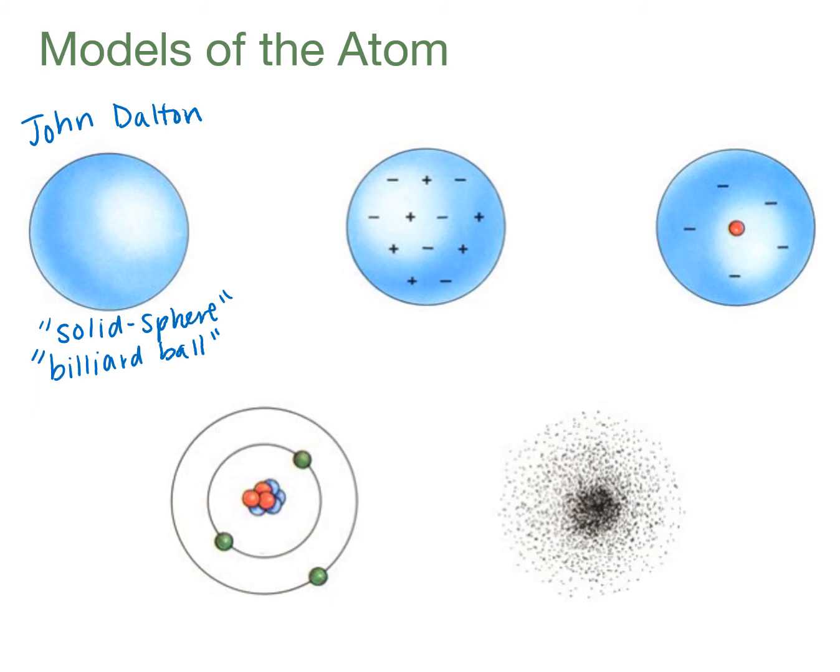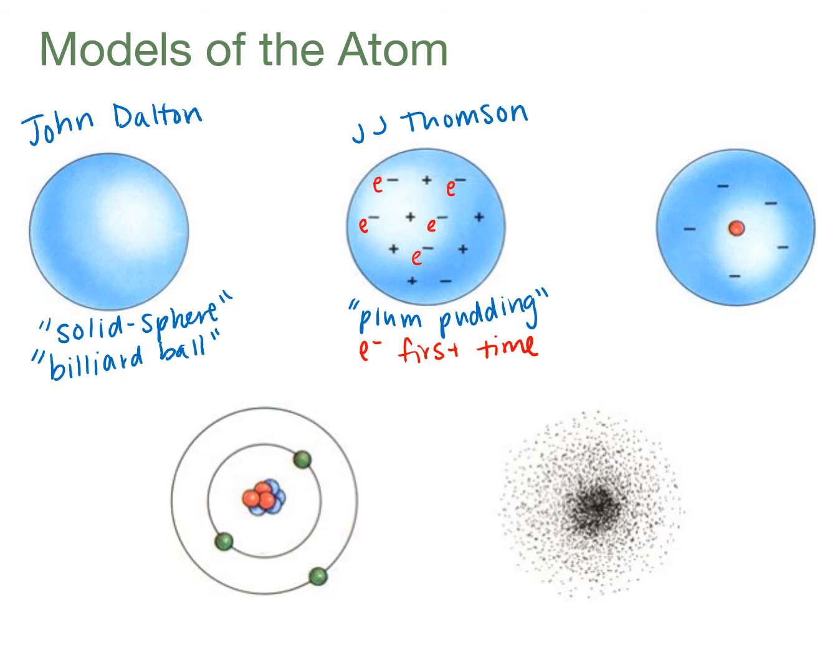The electron was discovered by J.J. Thomson, and he proposed what's called the plum pudding model. In the plum pudding model, we see electrons appearing for the first time, because he based his model around the discovery of the electron. All of these negative charges here represent electrons. Plum pudding is a very common British dessert, and J.J. Thomson is in fact British.